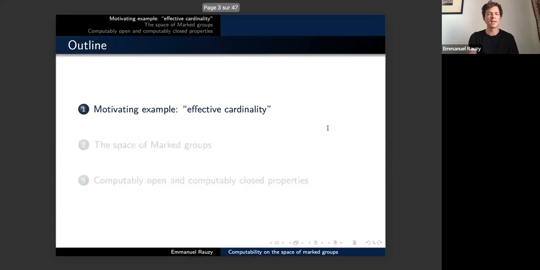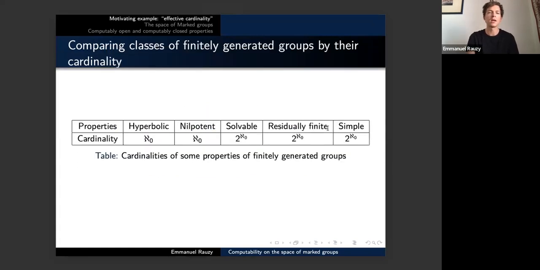And the motivating example is based around cardinality. Suppose we have the following 5 group properties: hyperbolic groups, nilpotent groups, solvable groups, residually finite groups, and simple groups. And these properties have different cardinalities when we consider them applied to finitely generated groups. Hyperbolic and nilpotent, on the one hand, define countable sets, whereas solvable, residually finite, and simple groups define uncountable sets of finitely generated groups.